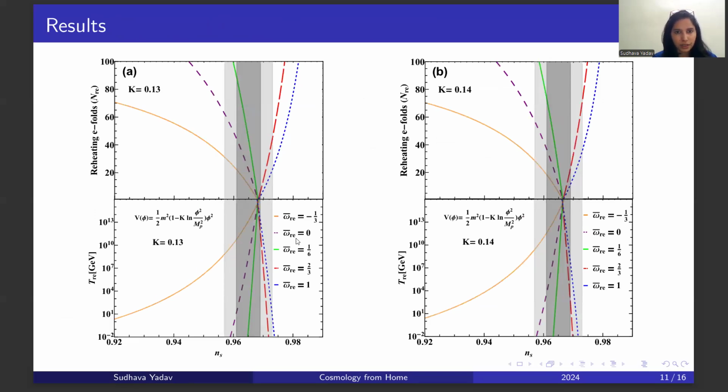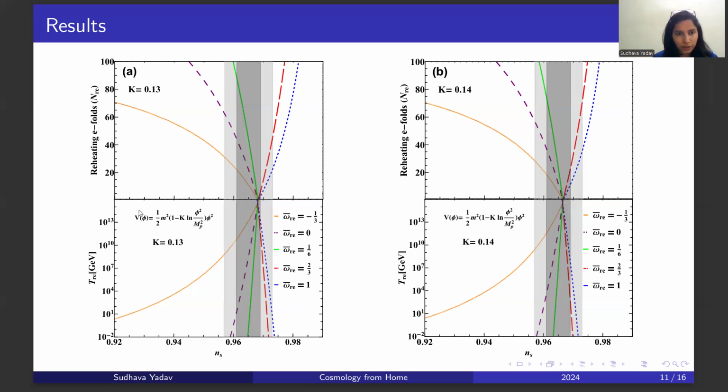From the plot, you can see that there are different color shades. Different colored curves demarcate different values of omega R, that is the effective equation of state, ranging from -1/3 to 1. Here, the gray contours are the Planck plus BK18 contours, that is, bounds on the n_s value. The dark gray one is the 1 sigma bound on the n_s value, and the light gray one is the 2 sigma bound. The dark gray one is the 1 sigma limit, that is 0.966 plus minus 0.004, used by us.